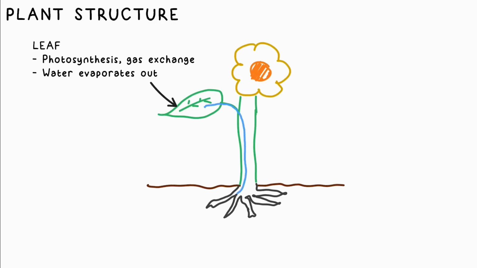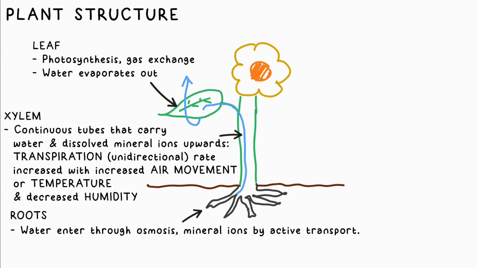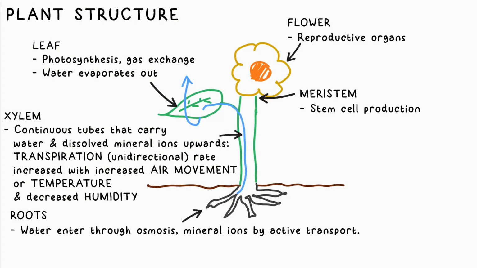Water also leaves the plant through them, allowing transpiration to take place, the diffusing of water into roots and up the xylem. Roots are where water and mineral ions enter the plant. The meristem is where new cells are made, like we saw earlier. Xylem are the long continuous tubes which water rises up. We say it's unidirectional, only goes in one direction.